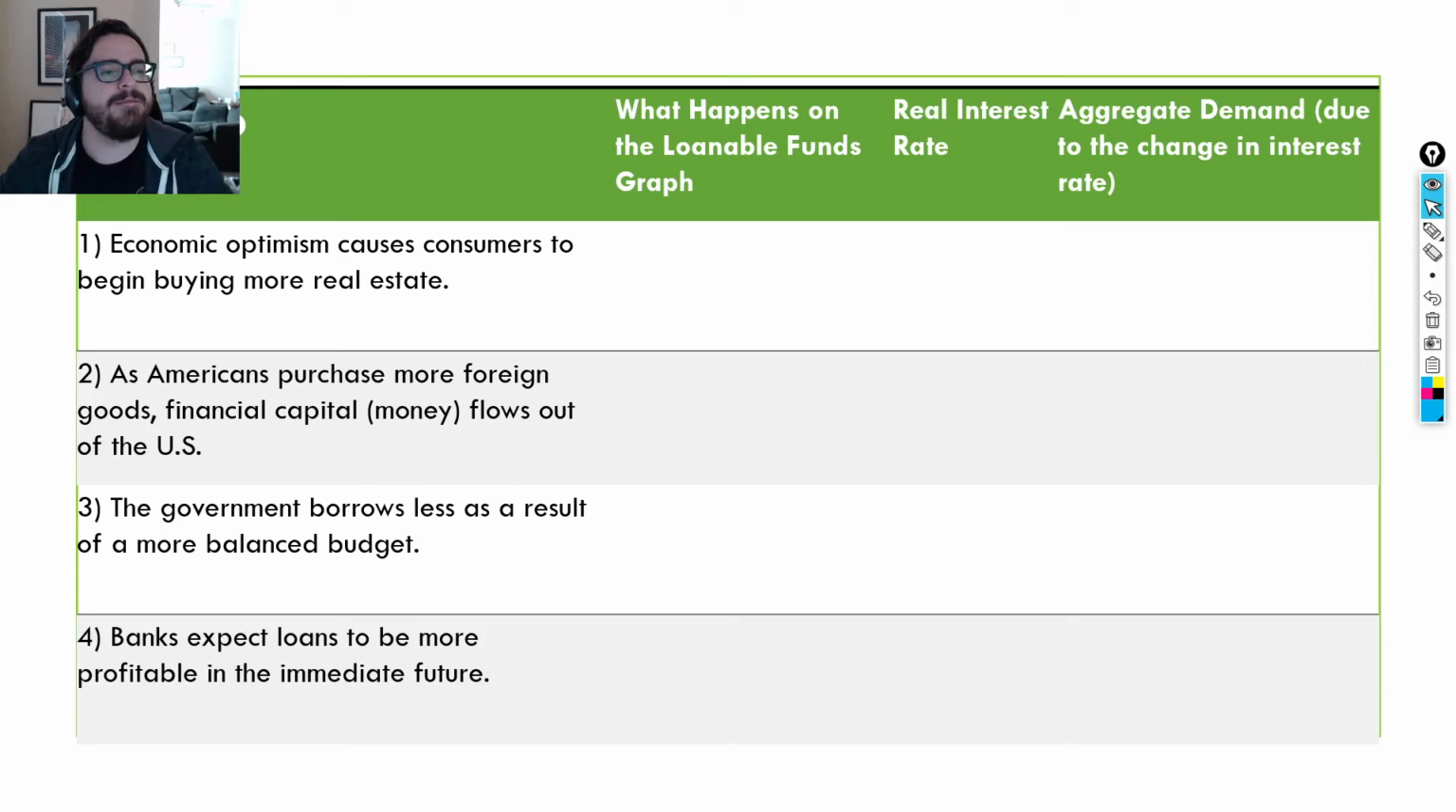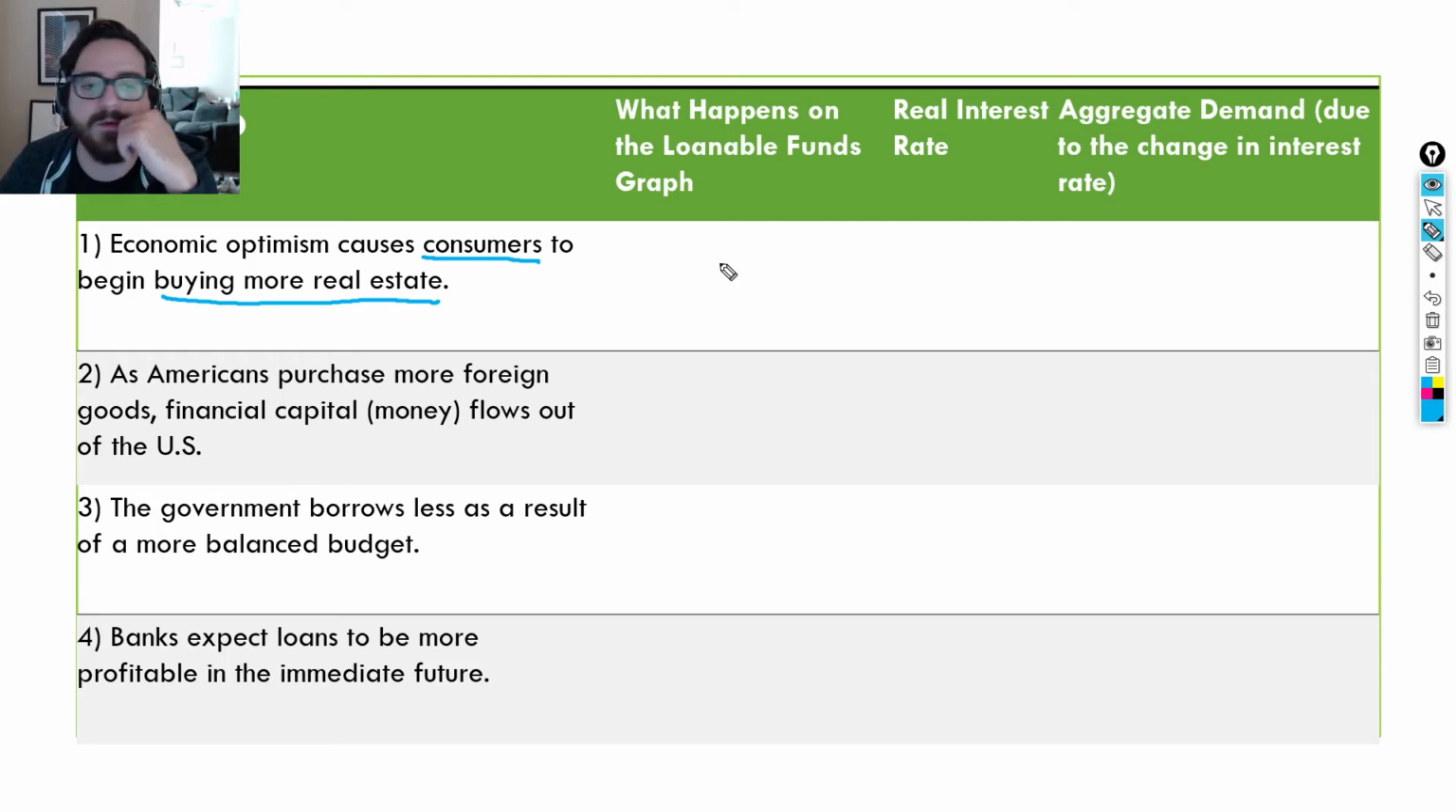And we're back. So, scenario 1, economic optimism causes consumers to begin buying more real estate. Okay, we're feeling comfortable with the economy, we'll be making bigger purchases. Is this a lender thing or a borrower thing? Well, consumers are a borrower. That's sort of my key word that I'm looking at there. Consumers are a borrower and they're buying more real estate. So borrowing should go up, right?